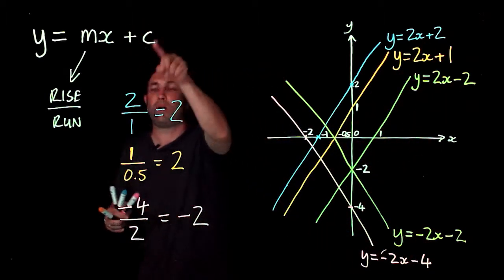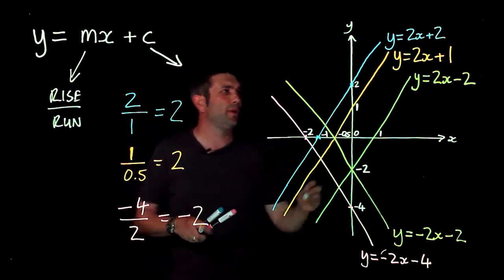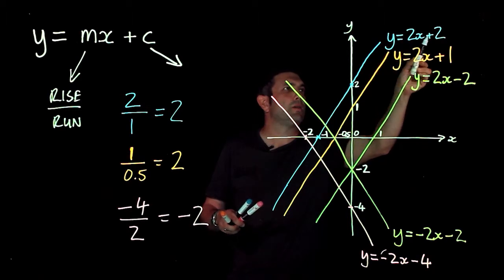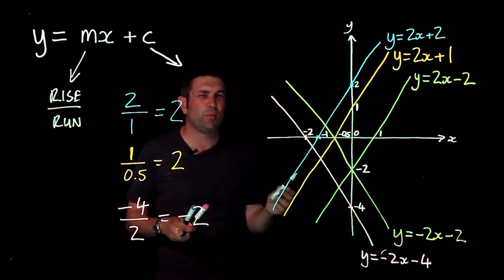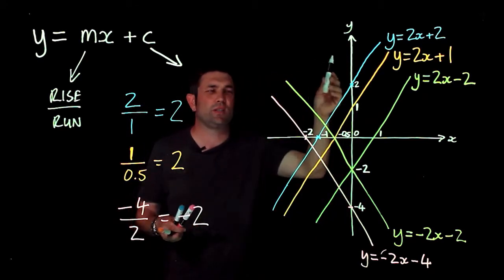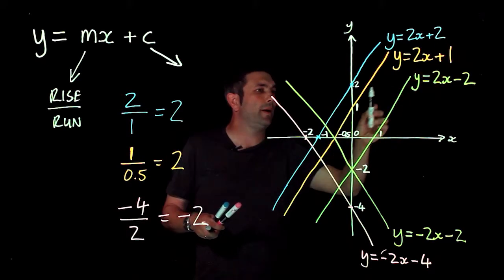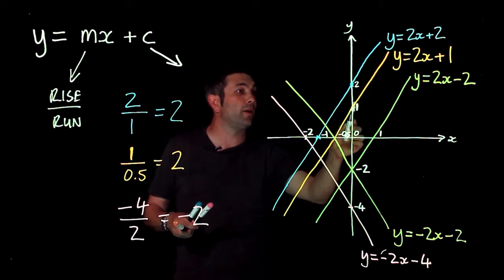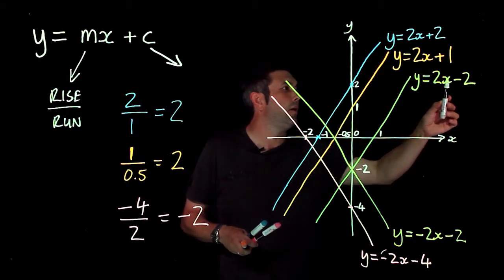Now the last thing we have to look at is this number on its own, the c, the plus c. So where is that coming from? Now, if I look at the blue line, it's +2. And on here, my line cuts the y-axis at 2. Now, that gives me a bit of a clue, but can I test that? On my orange line, I've got +1 here. Does it cut the y-axis at +1? It does. Fantastic.